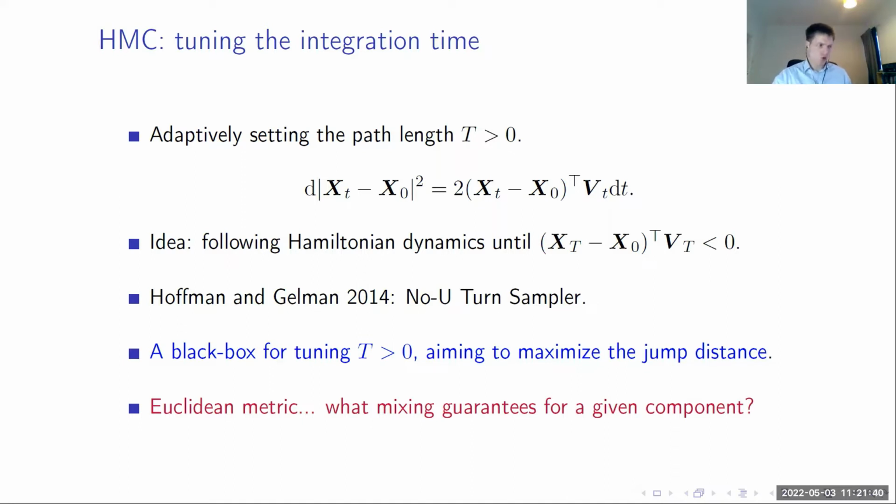But I'm just going to point out here that these algorithms and other adaptive tuning solutions provide a black box for tuning t, and therefore they receive a lot of interest. And also they aim to maximize here the Euclidean jump distance. Right? So if you are happy with this criterion, then that's perfectly fine. Now we are going to illustrate that the choice of the Euclidean metric does not give particular guarantees for a given component, say. This is not really inherent to adaptive tuning solutions. This is more inherent to a fixed T strategy for HMC, and I'm going to illustrate this here.